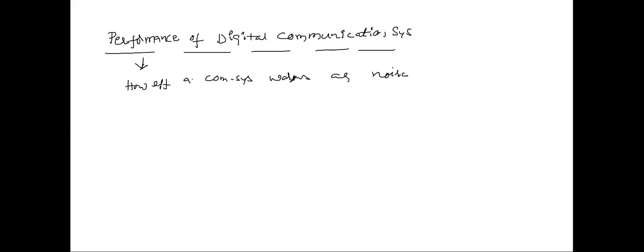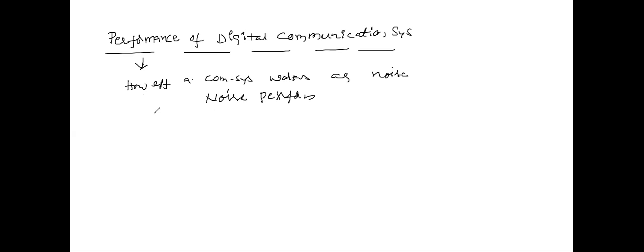That's why many times the performance is also referred to as noise performance. Now, how is this performance measured? Because if the performance is not measured, it is of no use. After knowing the performance, we can easily compare any one system with another communication system, whether it is analog or digital. That's why we should be in a position to measure the performance.